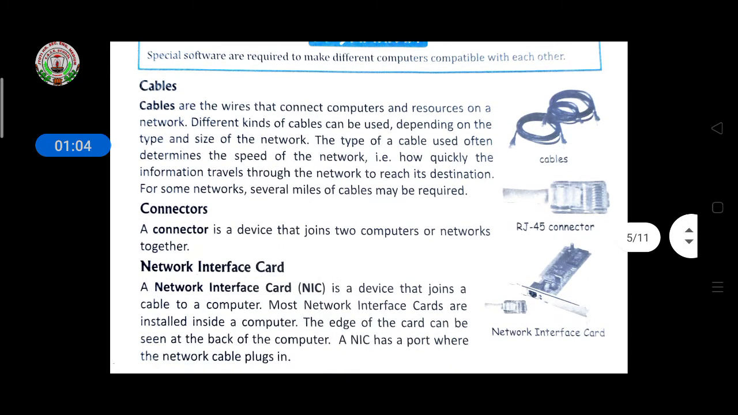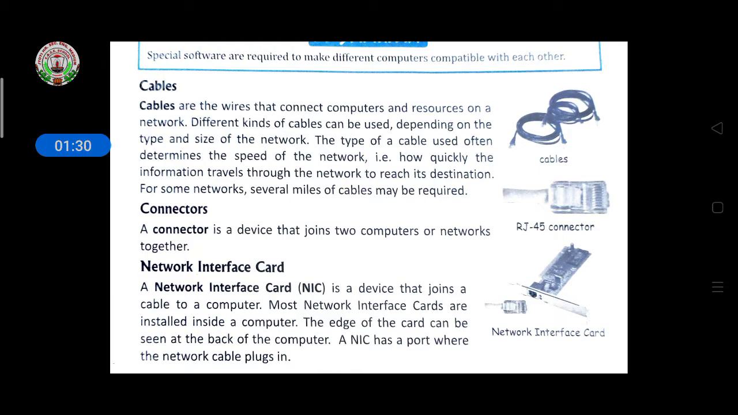Then what is the use of cable? Cables are the wires that connect computers, resources or the network. Different kinds of cables are used depending on the size and type of network. According to this, we are using different types of cable. The type of cable used often determines the speed of the network, that is, how quickly the information travels from one network to its destination.